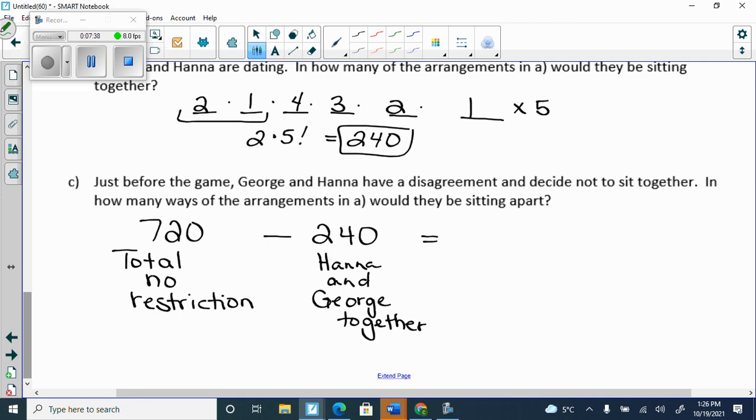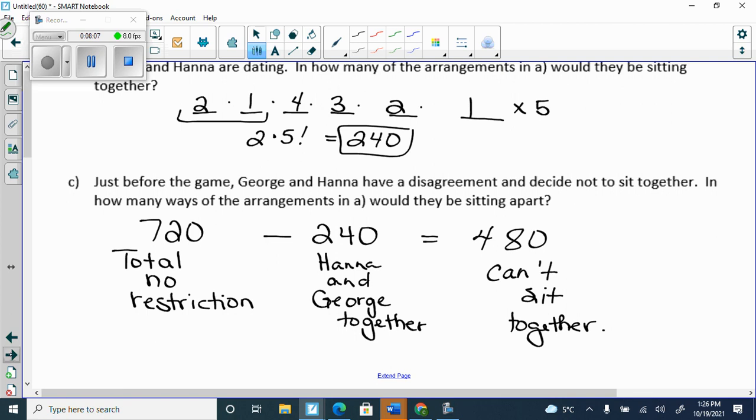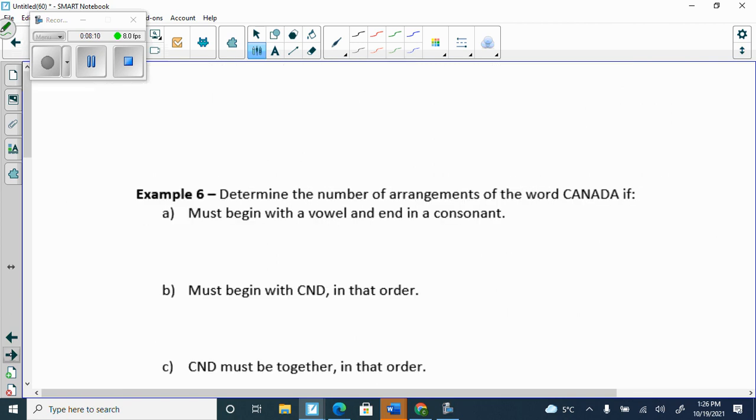So if I take the ways that they can sit together plus the ways they can't sit together, I should get the total, correct? So if I want the ways they can't sit together, I take the total minus the ways they can. And Tyler, you really wanted to give this answer. What is it? 480. 480 are the ways they can't sit together. So if I ask you to not put them together, we subtract.